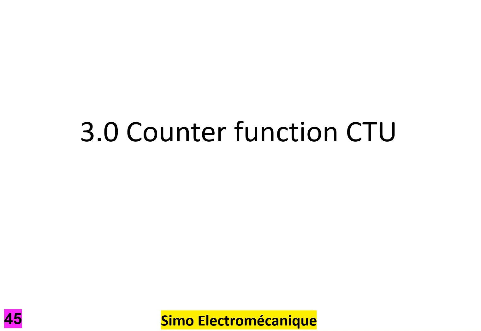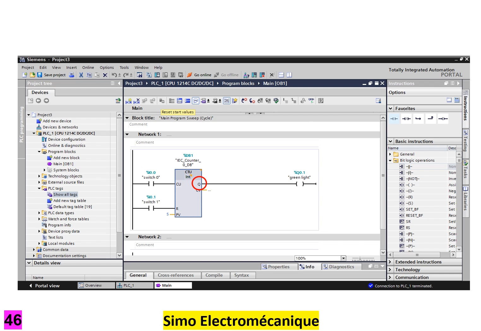Counter function CTU. Open up the counter operations list in basic instructions. You will see three counter functions: CTU, CTD and CTUD. Here is an example of the use of CTU.